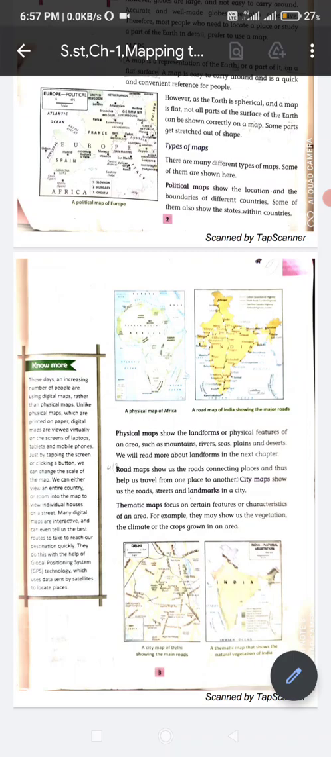Whenever a map starts, the top side is always north, and the bottom is south. Okay, next is symbols and key. A symbol is a picture or sign used in a map to represent something from the real world.